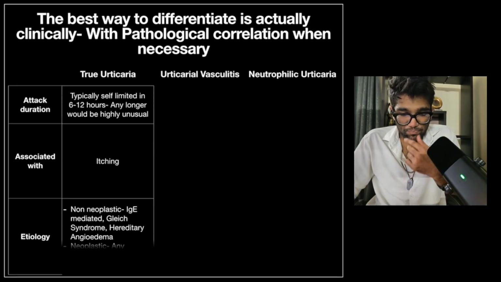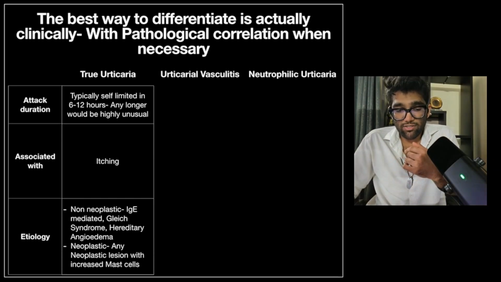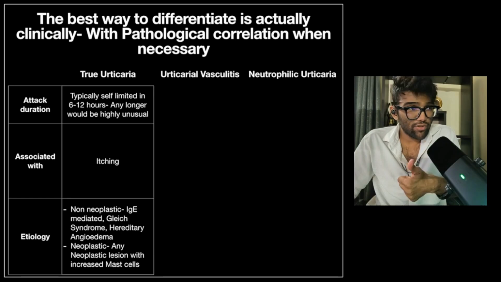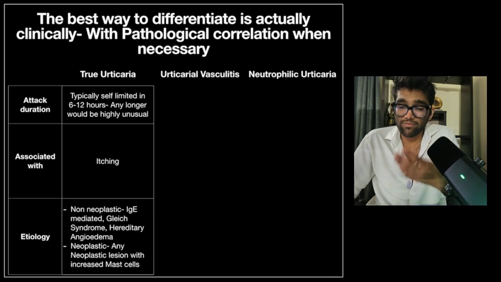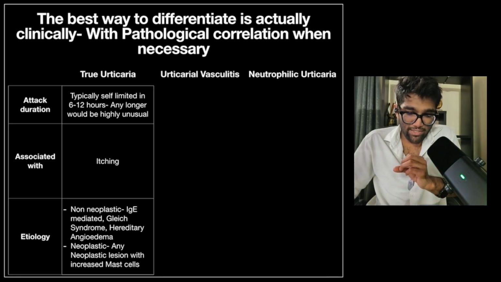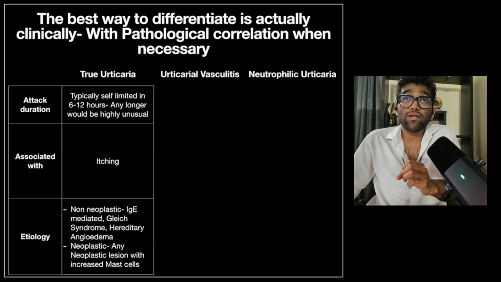Okay. Anyway, so let's just differentiate these three disorders formally. So we have true urticaria. It is self-limited in 6 to 12 hours. Any longer would be highly unusual because obviously this is histamine mediated. Histamine, being synthesized from the amino acid histidine, is actually pretty easy to degrade and it degrades fast. It is associated with significant itching, okay, but no pain. And possible etiologies, as I've just discussed, are atopic disorders, that is IgE mediated, Leach syndrome, angioedema, particularly hereditary angioedema, and essentially any neoplastic lesion with increased mast cells.